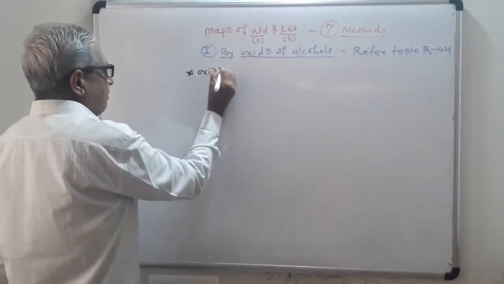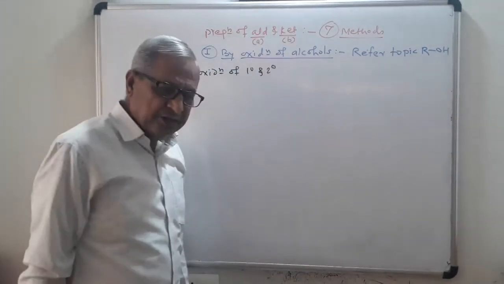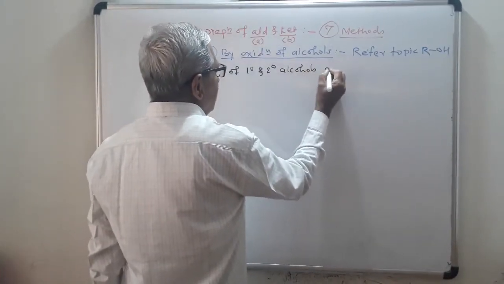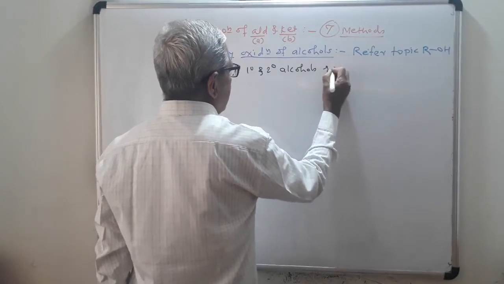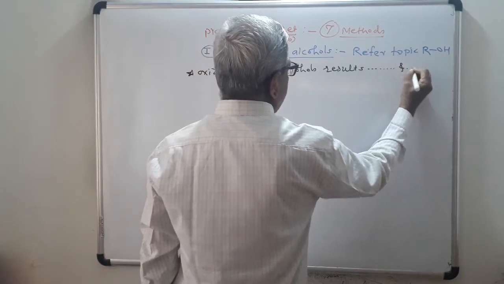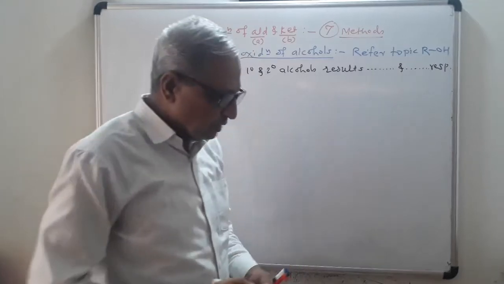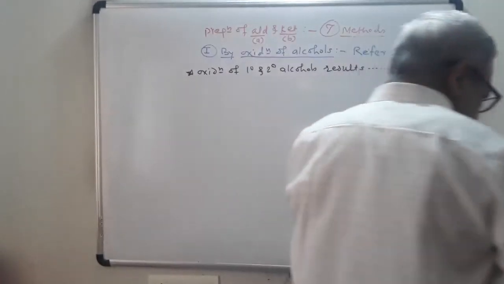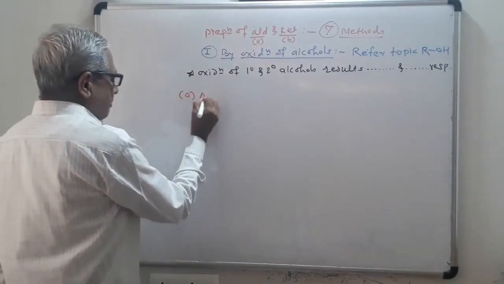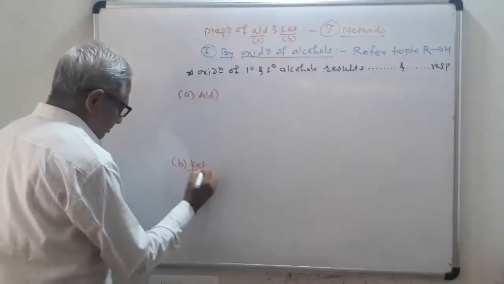Oxidation of primary and secondary, that is 1 degree and 2 degree alcohol, results in dash dash and dash dash respectively. This is the question. I will solve this question later on because I will make here the A part and B part. See the A part. A part is the preparation of aldehyde. B part is the preparation of ketone.